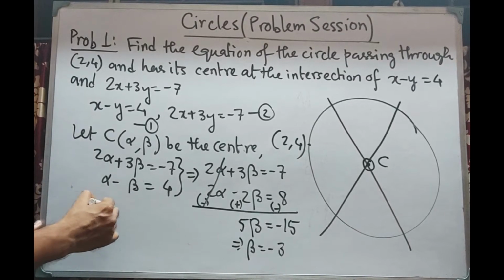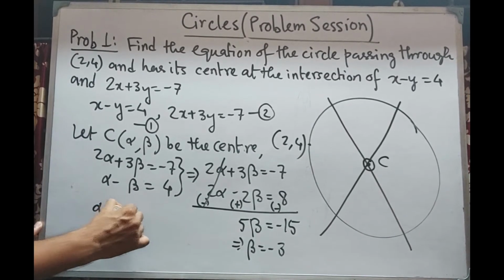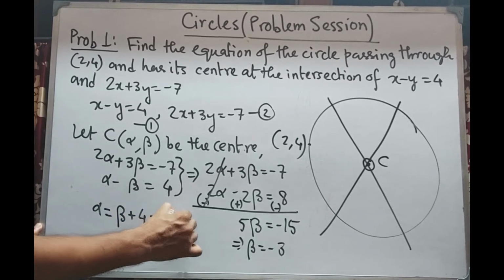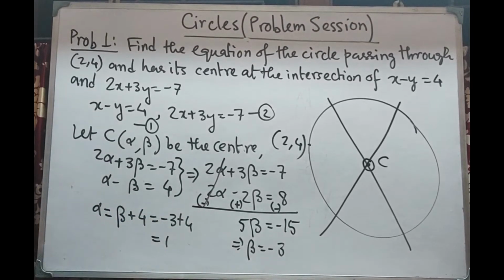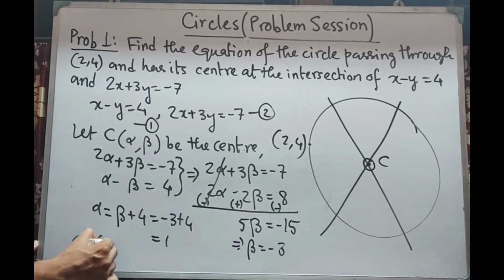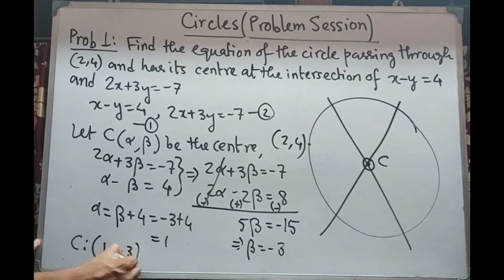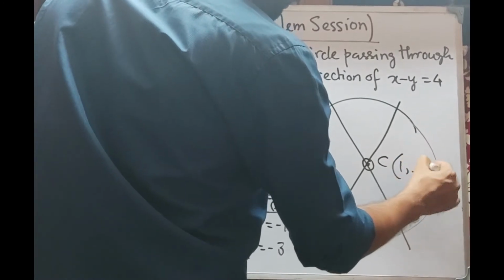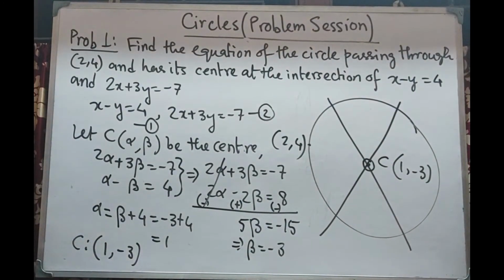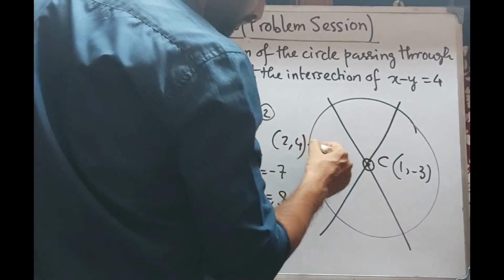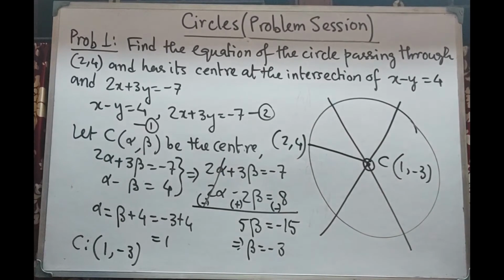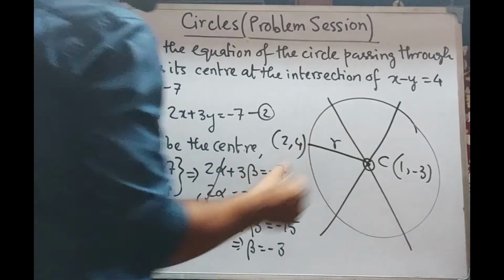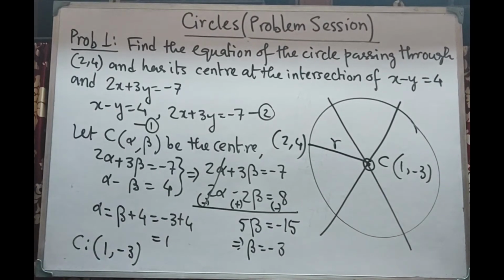And so alpha is equal to beta plus 4. That means minus 3 plus 4. That means 1. So that we can say C, the center of the circle is 1 comma minus 3. So this center is 1 comma minus 3. Now obviously if you join the point 2, 4 with the center, since the point is on the circumference of the circle, it obviously gives you the radius of the circle. So now you need to find the radius, and it is clearly just the application of distance formula.